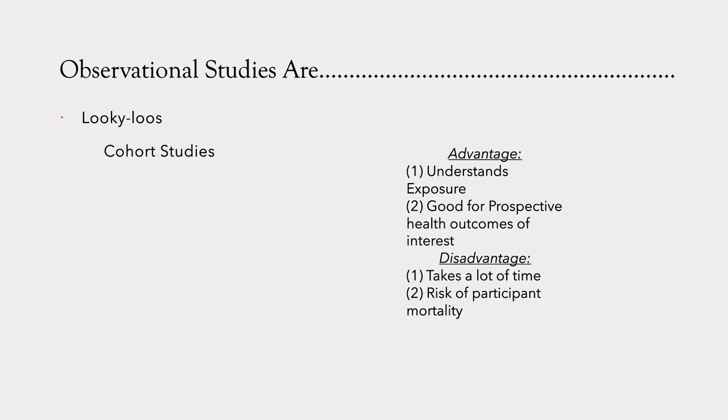Now, cohort studies are a type of observational study. A good advantage of these studies is that they allow for understanding the exposure, and also give information on health outcomes. What are health outcomes? Well, one example is diabetes. Two disadvantages are that they take up a lot of time and there's a risk of participant mortality. Participant mortality is sort of an internal threat. It's something that can put your study in danger.